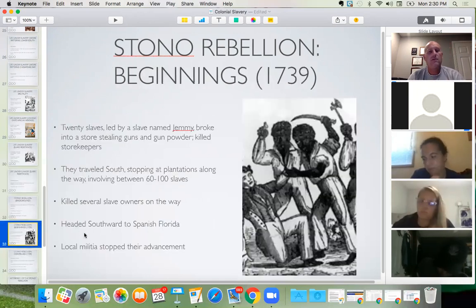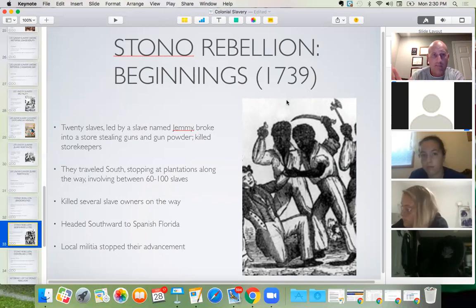All right, so this is kind of small. Hope you can read it. I squeezed it onto one slide here. So here's the deal. There's 20 slaves led by a slave named Jemmy, not Jimmy, Jemmy. Now Jemmy is educated, he's literate. So he's a leader. They're going to break into the store. They're going to steal guns. They're going to steal gunpowder. They're going to kill the storekeepers.